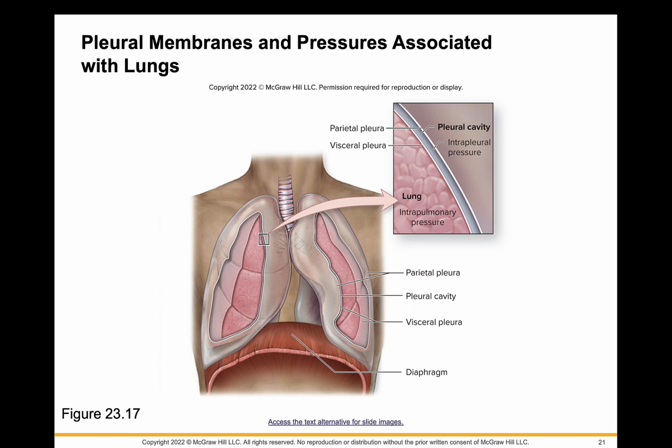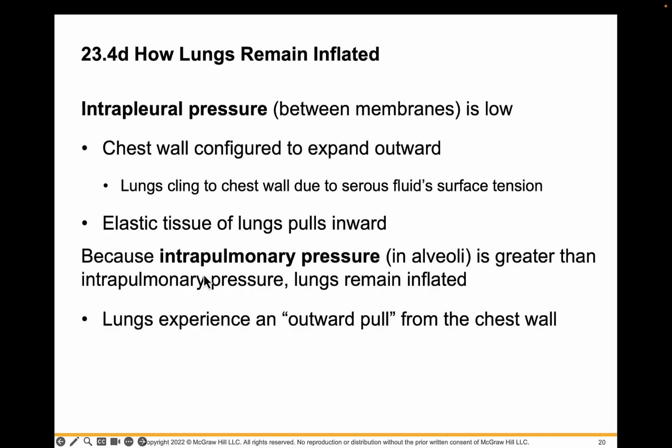Now, if we look at the structures here, we can see primarily the pleural cavity, intrapleural pressure, and then we have the parietal pleura and the visceral pleura, and we can see basically the condition here. I do want to come back here because it's important when we talk about this, because intrapulmonary pressure is going to be greater than intrapleural pressure. There's a typo there, I just caught that. Lungs will remain inflated, and so lungs will experience this outward pull from the chest wall.